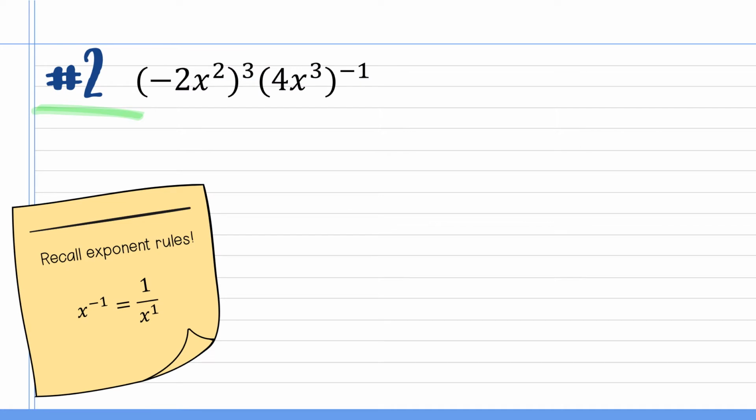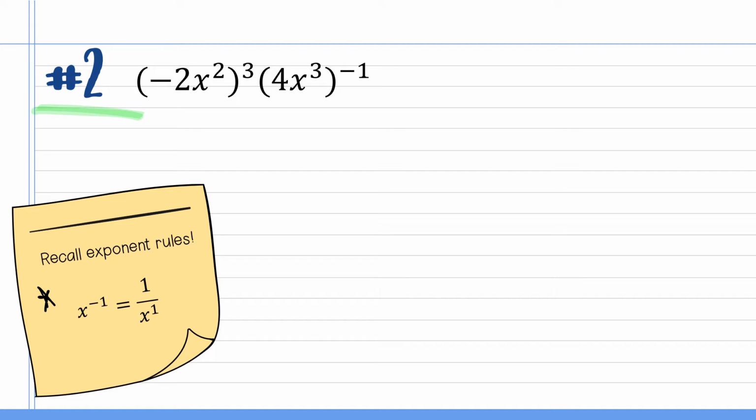In number 2, we have the quantity negative 2x squared raised to the 3rd power multiplied by the quantity 4x cubed raised to the negative 1st power. Now remember, in the beginning, the instructions for these problems were to make sure that you end with all positive exponents. In order to do that, we need to remember this exponent rule, that a negative exponent means you're going to take that whole term and move it into the denominator.